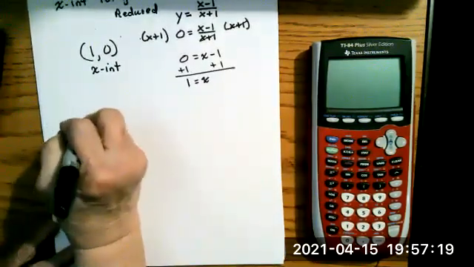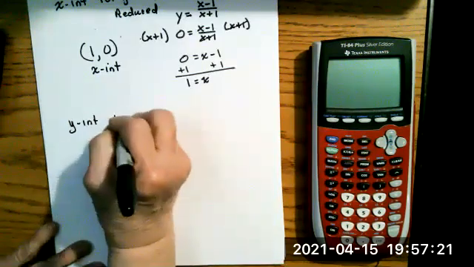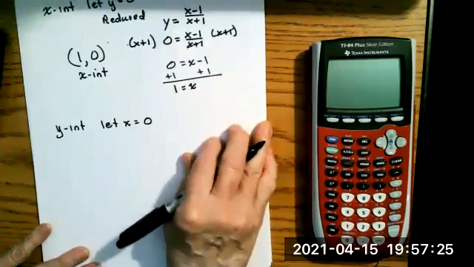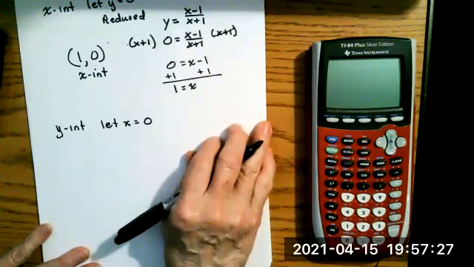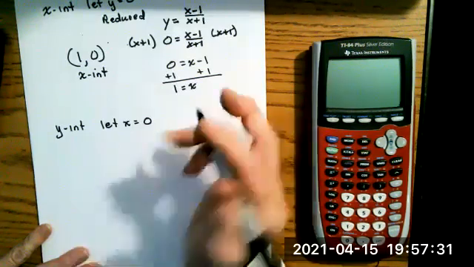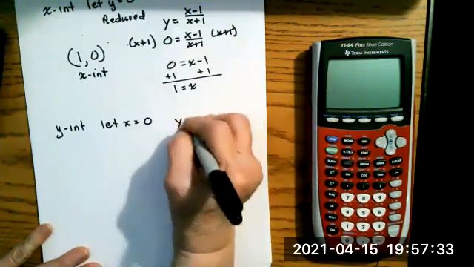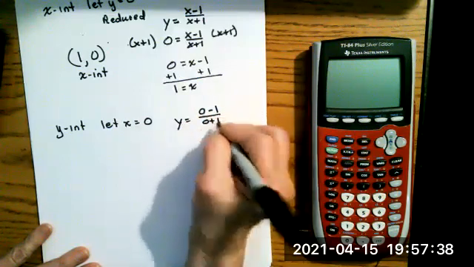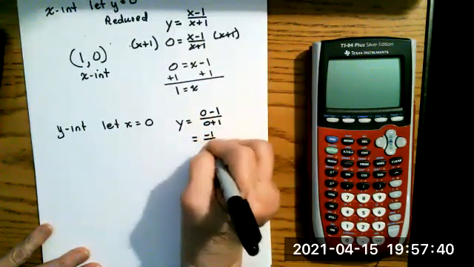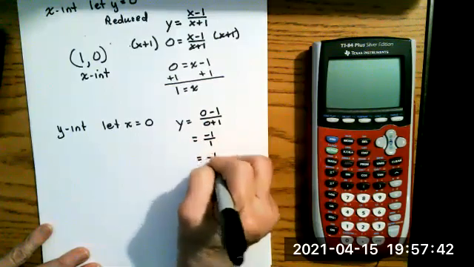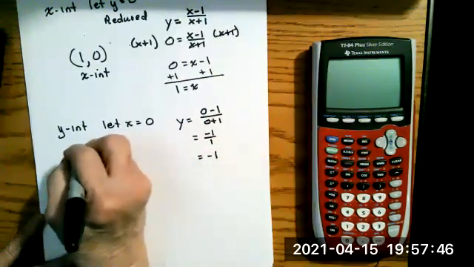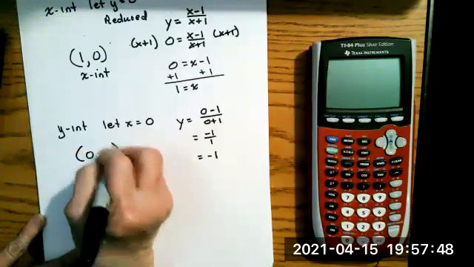Now to do the y-intercept, let x equal to 0. Okay? That's what we're going to do. So y equals 0 minus 1 over 0 plus 1, which equals negative 1 over 1, which is equal to negative 1. So that's going to be the y-intercept is 0, negative 1.